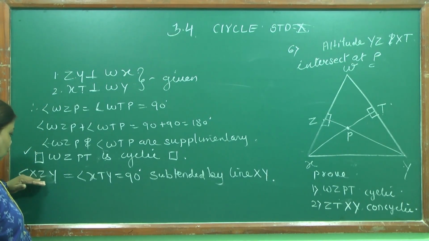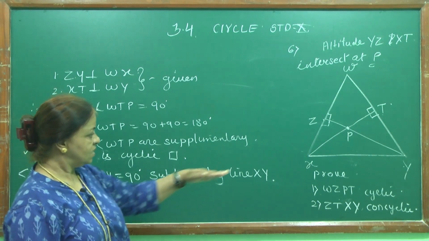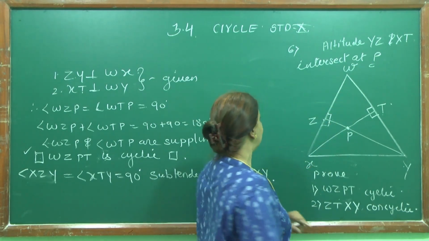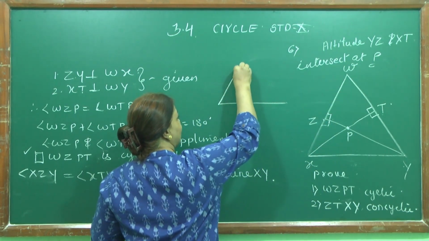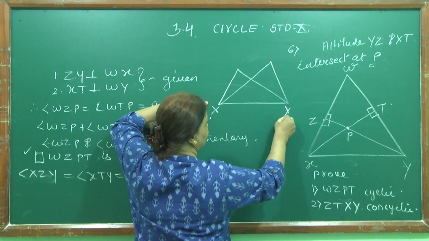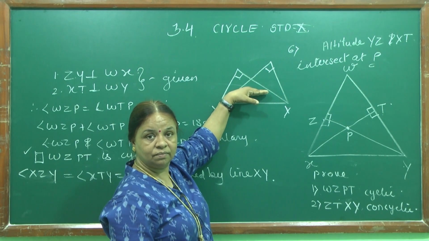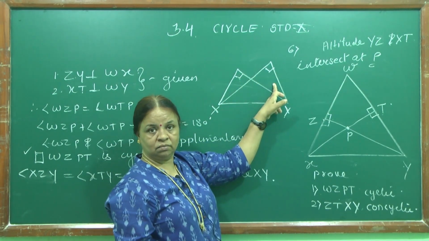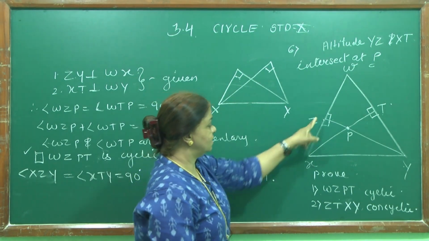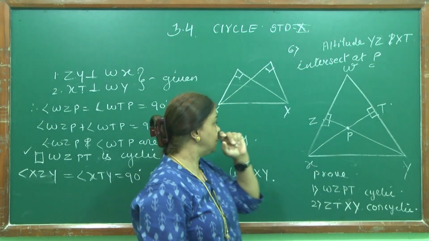Now see, both angles are 90 degrees and both the angles are equal. See here, this is the line XY, and on one side of the line, these two angles are there. If this is XY, this angle and this angle, both angles are on one side of the line and both angles are equal. So I can say that Z, X, Y, T are concyclic.